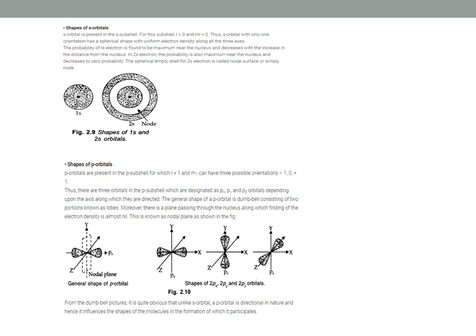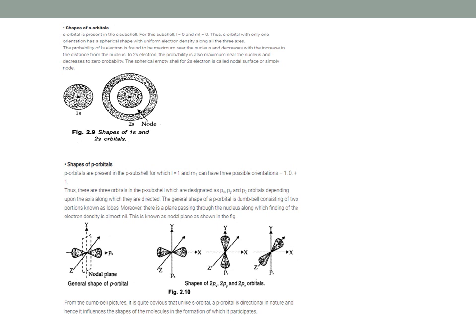Shape of p orbital. p orbitals are present in the p subshell. There are three possible orientations. Thus, there are three orbitals in the p subshell which are designated as px, py, pz orbitals, depending upon the axis along which they are directed.